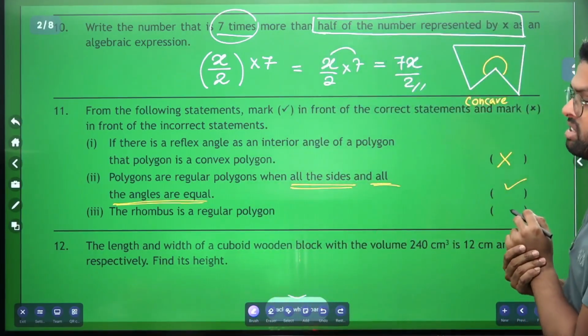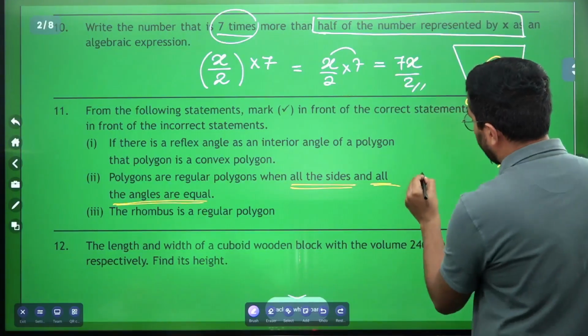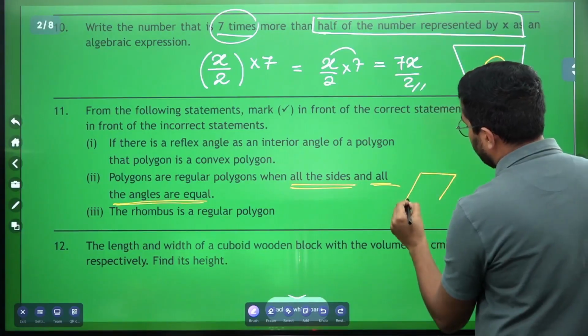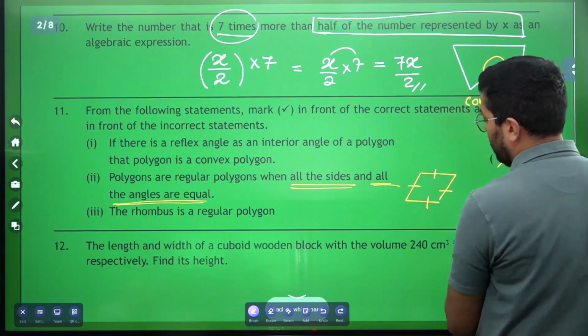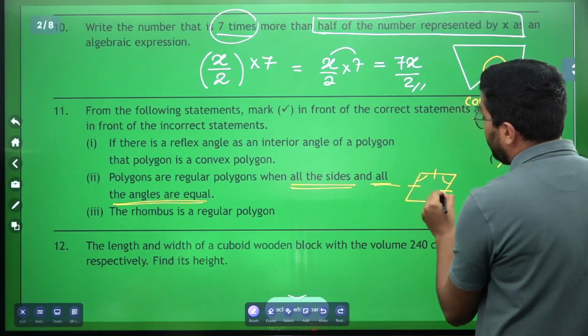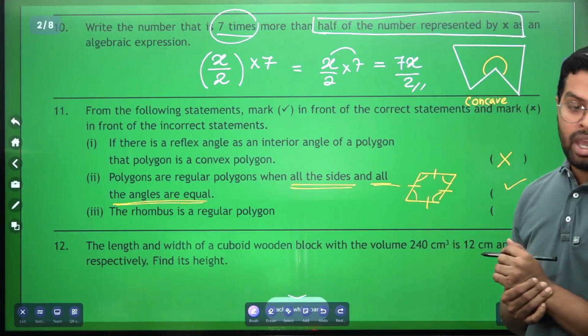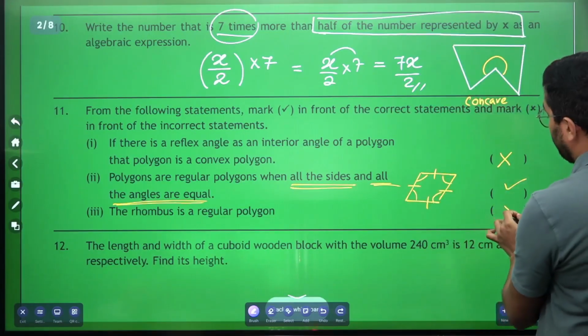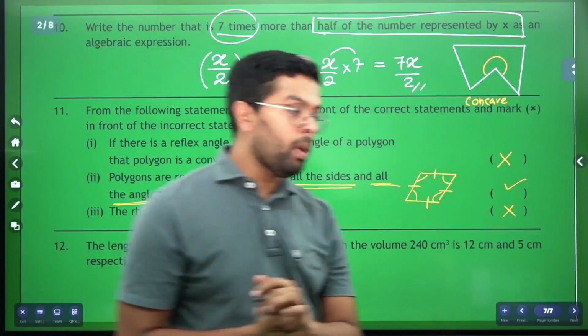A rhombus is a regular polygon. What do you think? Is a rhombus a regular polygon? A rhombus is a polygon like this. All the sides are equal to one another, but the angles are not. Therefore, a rhombus is not a regular polygon. Right?